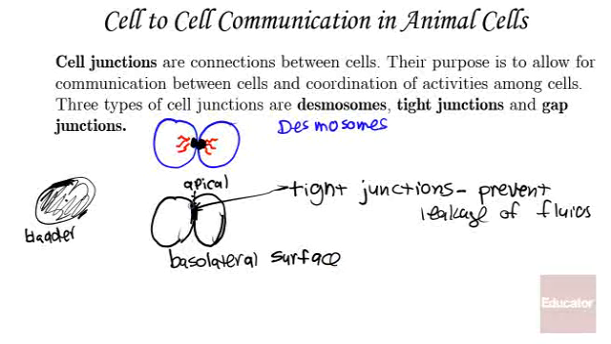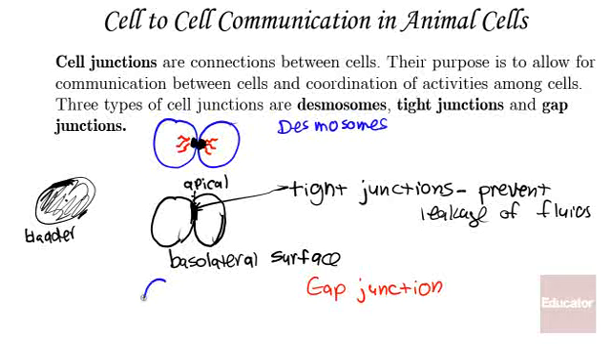So again, this is a tight connection between the apical surfaces of cells, especially common in epithelial cells. The third type of junction is a gap junction. And we're going to talk about these in more detail when we talk about the neurological system, the nervous system.